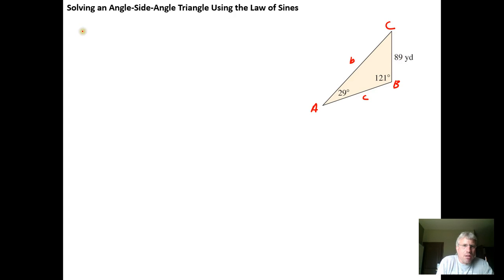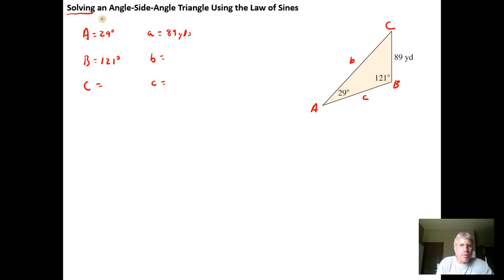So then you just catalog what you know. What do I know? And what do I not know? And if we're solving a triangle, what we're doing is trying to figure out the pieces that we don't know. So in this case, because of my labeling convention, I know A. A is 29 degrees. I know B. B is 121 degrees. And I know little a, which is 89 yards.